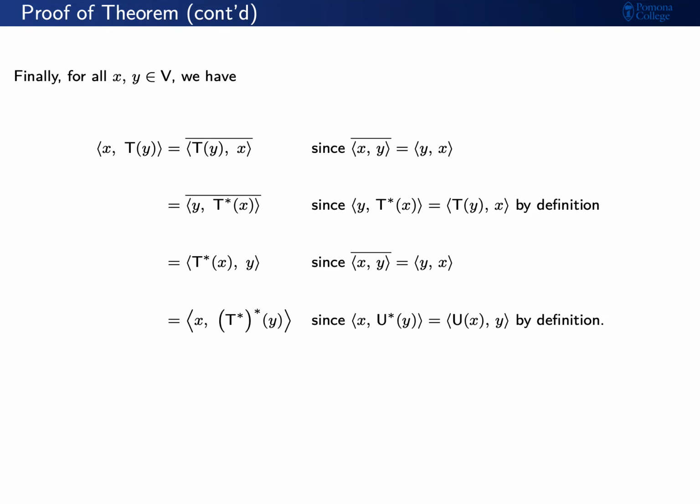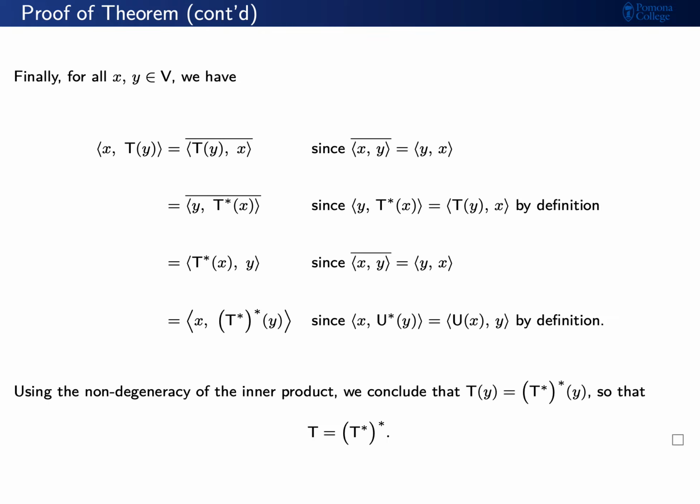Again, let's move T to the right by using the adjoints. And now staring at this, we see indeed that T is equal to the adjoint of T star, which completes the proof.